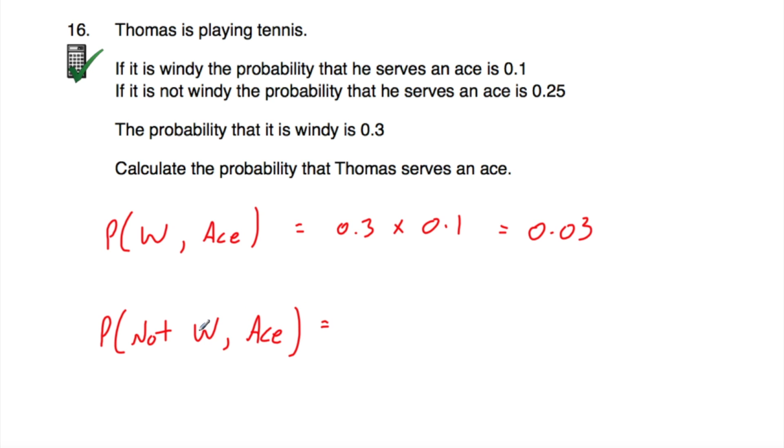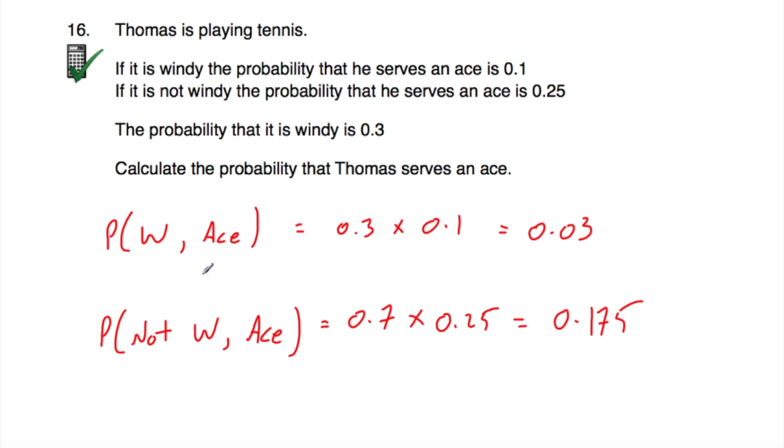Okay, the probability of it not being windy and Thomas serving an ace. Well, the probability that it's windy is 0.3, so the probability it's not windy would be 0.7. And then we're going to times that by the probability that he serves an ace when it's not windy, which is 0.25. So if we do 0.7 times 0.25, that'll be the answer to that. So 0.7 times 0.25 is equal to 0.175.